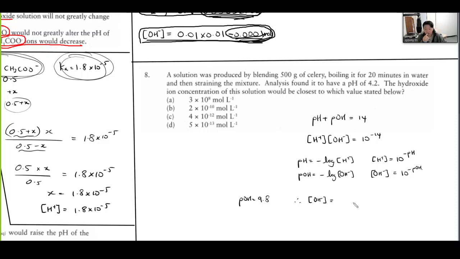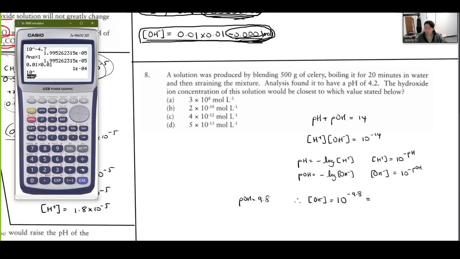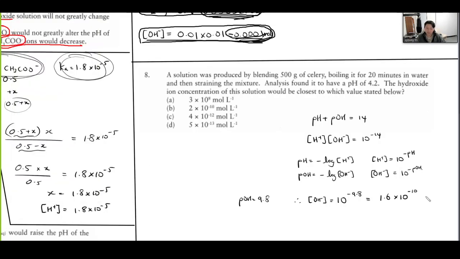Therefore the hydroxide is 10 to the power of negative 9.8. And if you do 10 to the power of negative 9.8, then you get 1.6 times 10 to the power of negative 10 mole per liter. Okay. So I would say B is the answer. That's the closest.